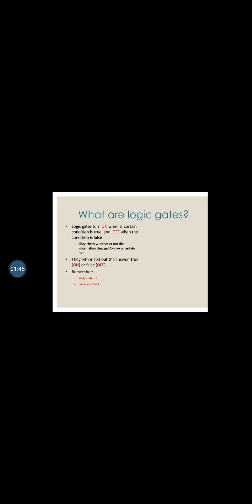So what is a logic gate? A logic gate basically works as a switch. The logic gate turns on when a certain condition is true and off when the certain condition is false. They check whether or not the information they get follows certain rules. They split the answer into two options, that is true and false, that is on and off. So here the student must remember that the true condition will be treated as the on condition and that must be equal to 1, and the false condition will be treated as the off condition, that will be treated as a 0.